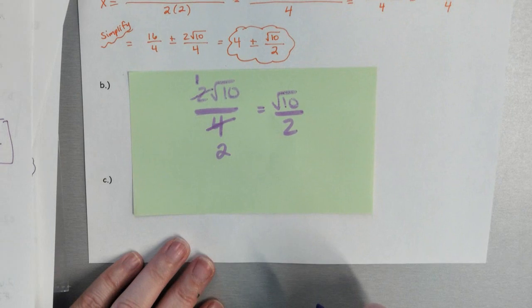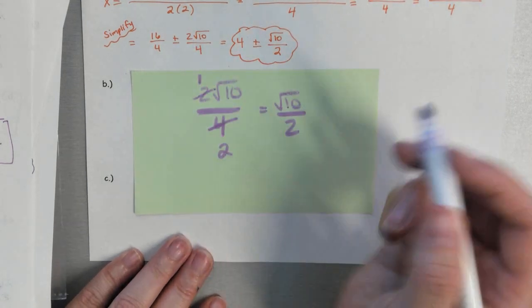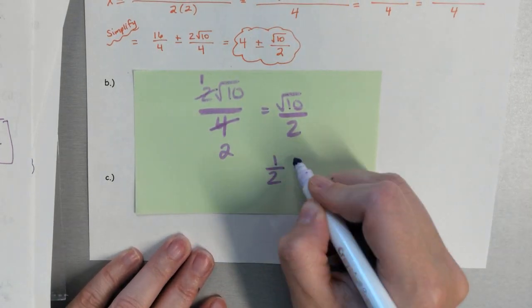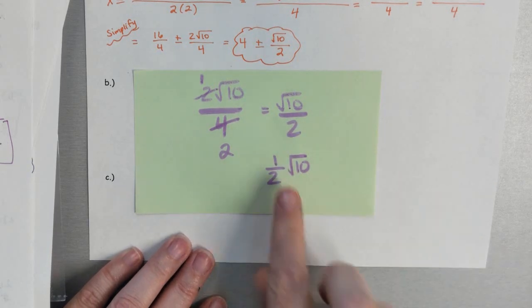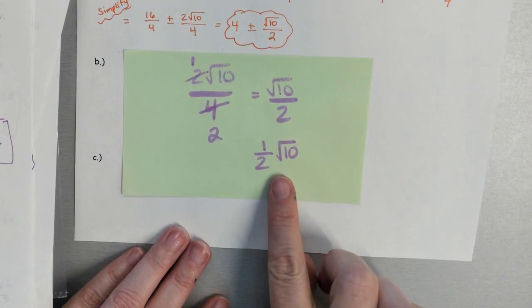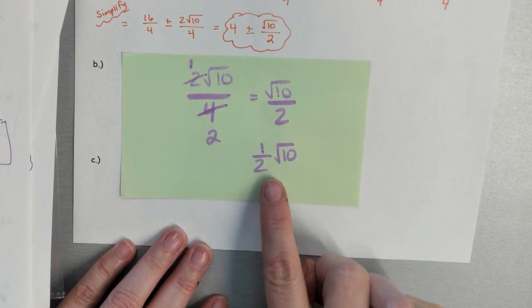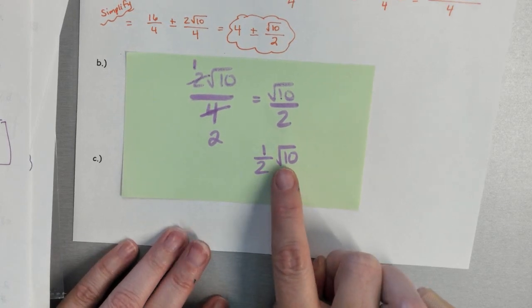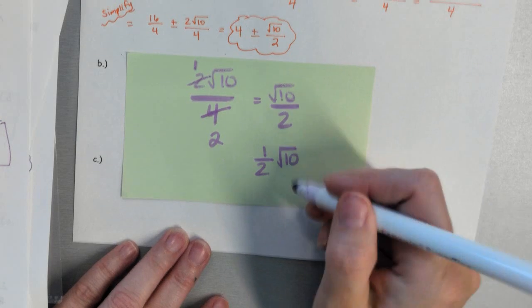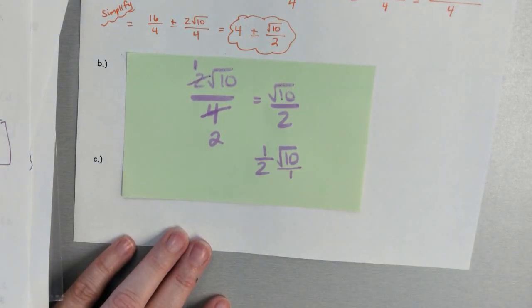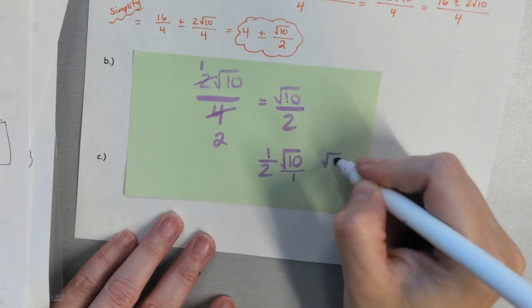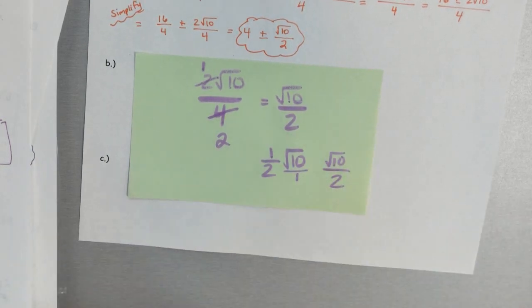I know some of you like to think of it as, oh, 2 over 4 is 1/2. So this is 1/2 times root 10. But this wouldn't be completely simplified, okay? You have to multiply those together. So if you're multiplying a whole number by a fraction, remember how we put 1 underneath and we multiply that across the top and then across the bottom? That's why this is root 10 over 2.